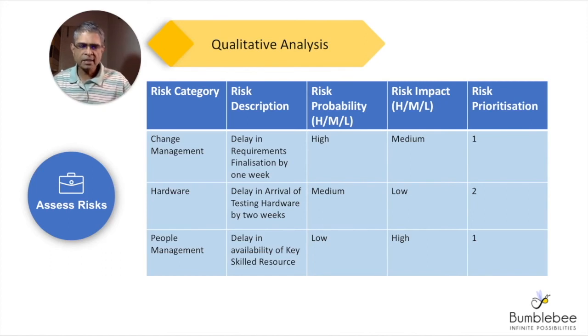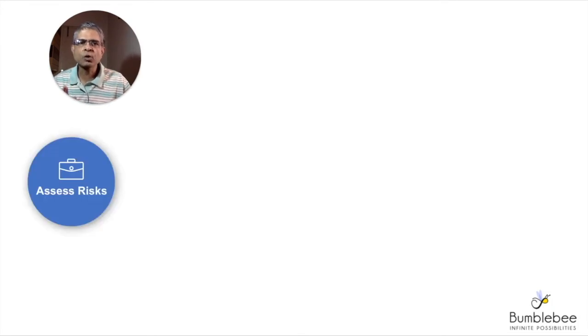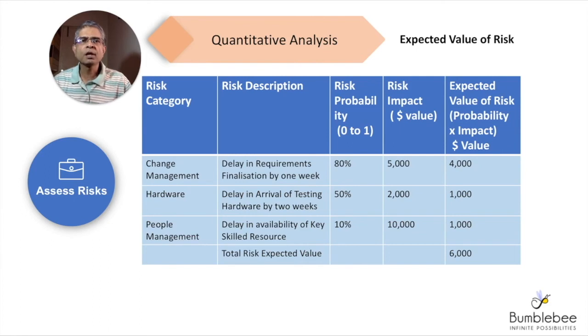Let's now look at the next, which is a quantitative analysis. One of the methods of assessing risk is a quantitative analysis using something called expected value of risk. In expected value of risk, you assign risk probability quantitatively. For example, here the risk pertaining to change management, delay in requirements, is seen to have 80% probability based on past experience, delay in arrival of testing hardware 50%, delay in availability of key skill resource 10%.